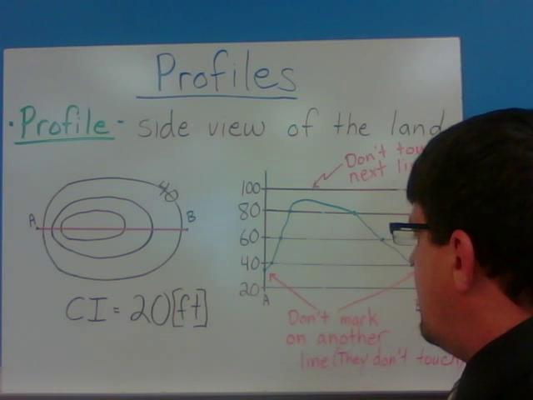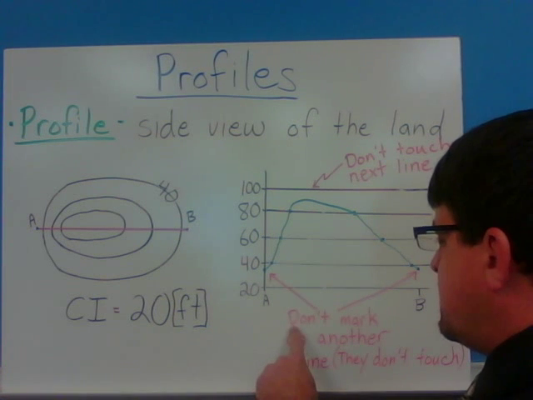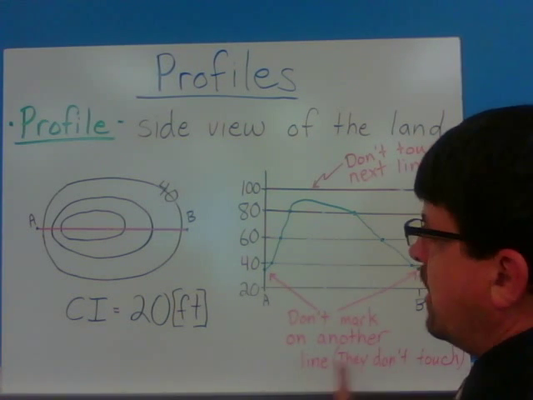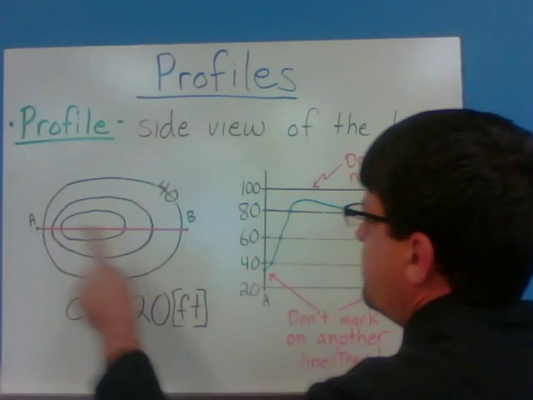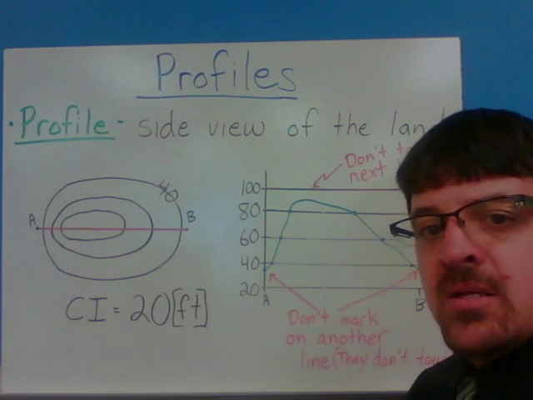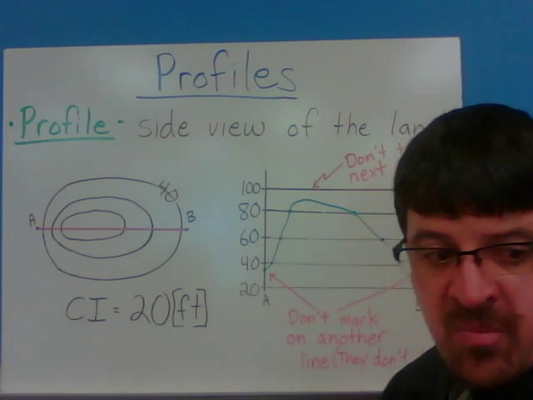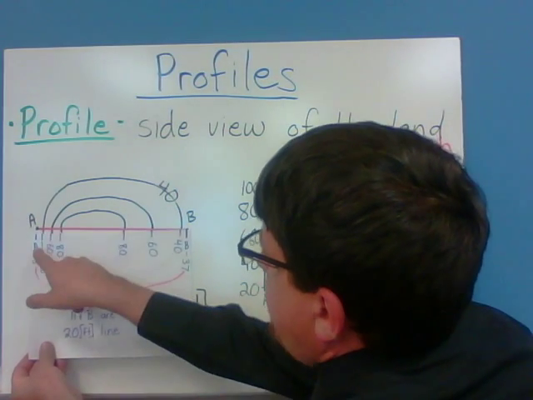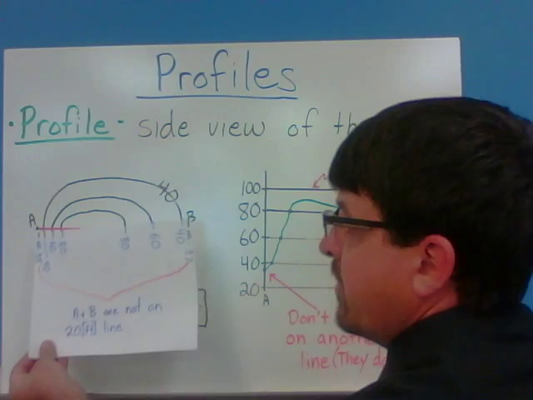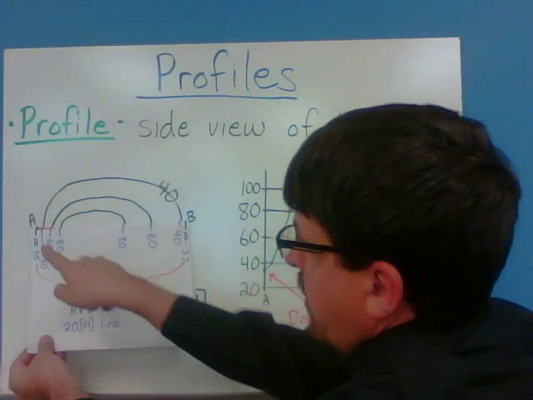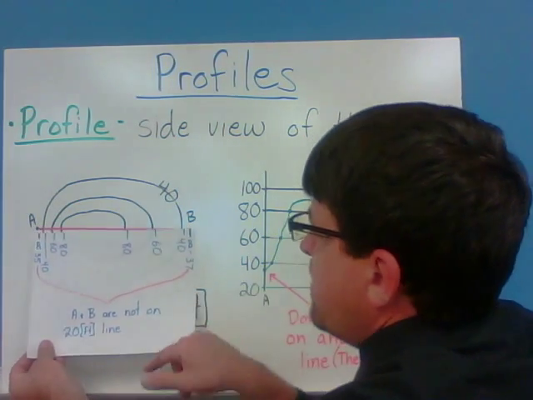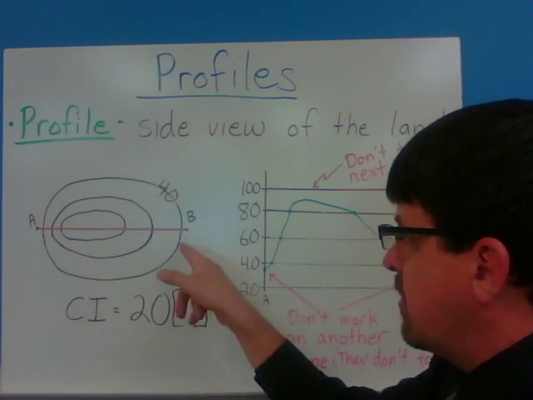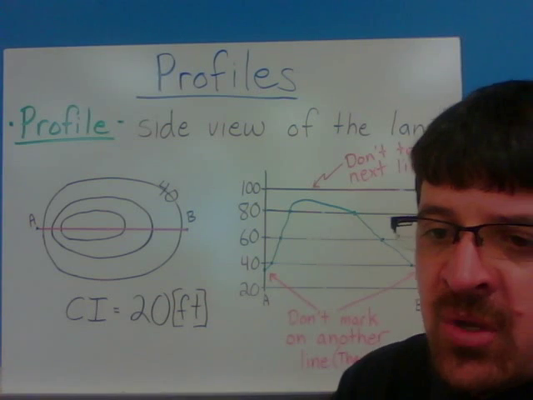Okay? Now, the other thing I wanted to tell you is do not mark another line that they do not touch. Don't put A or B on the 20. Okay, that's what a lot of people do. Oh, I got another mark on my paper, so they take their mark, oh, yep, 80, 60, 40, and that one's going to be 20. No, that's not on the 20. That's why you have to label it. I like to label it A and label that one B, so I understand. That's A and B. They may not be on the line. If they are on a particular contour line, label them that way, okay?